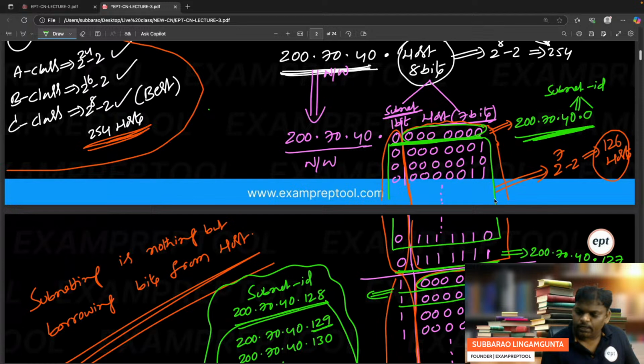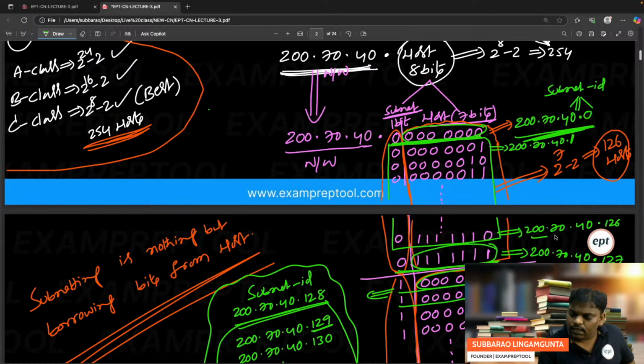This is the above subnet. It is the subnet DBA. So first one, let me see this one. 200.70.40.0 is the subnet ID. So first host is 200.70.40.1. Last host is 200.70.40.126. If you observe, it is not 127, it is 126. It is the last host of the above subnet. It is the first host of the above subnet.